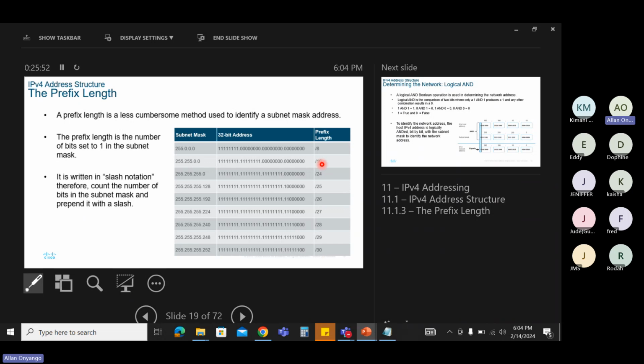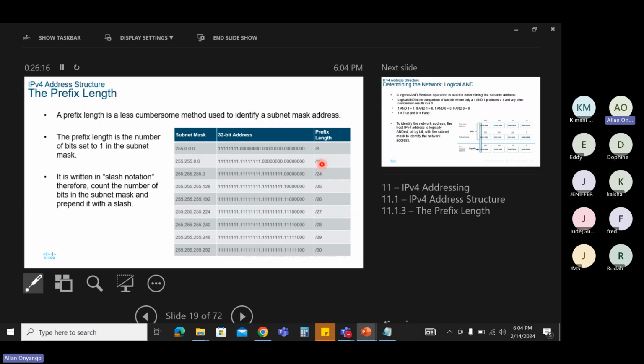You can also find it, but it's very rare. But what I want you to note is how do you handle it when I give you slash 15? Do you know there are 15 ones and you fill the rest with zeros? And can you write it into decimal? Because in most cases, they will always give you the subnet mask in slash notation, but they want you to change it to decimal. So do you have the ability to change?